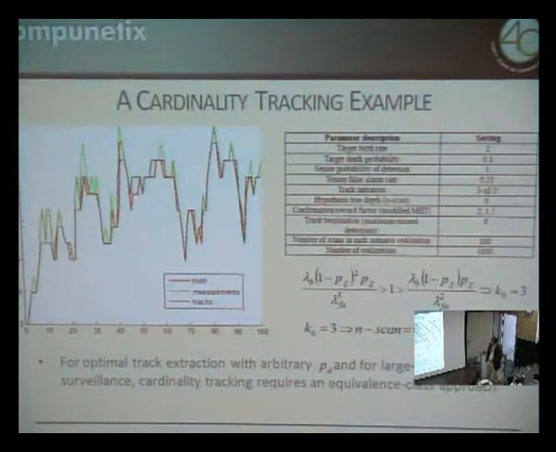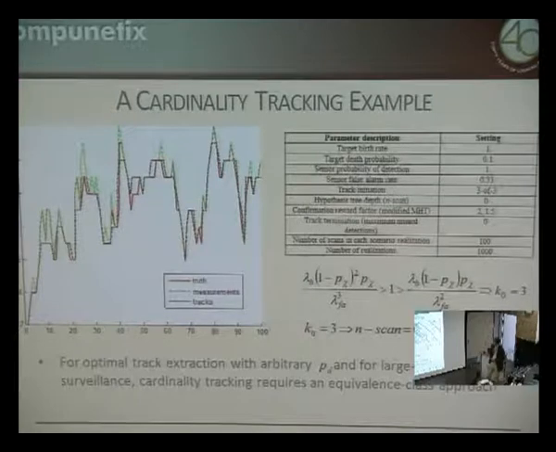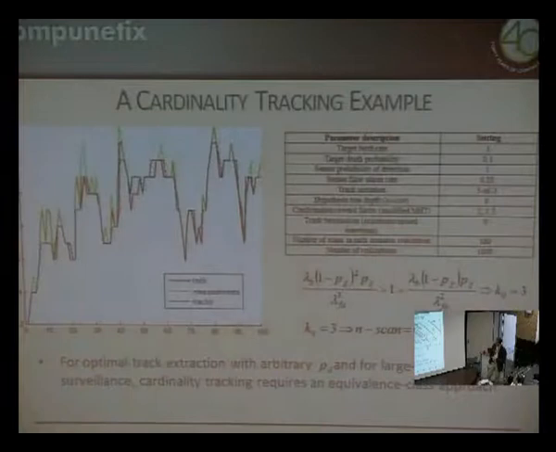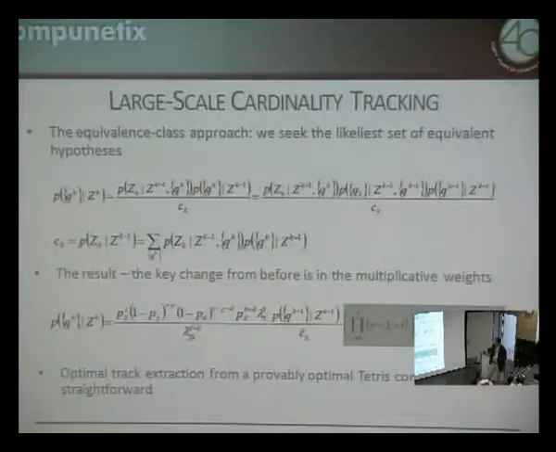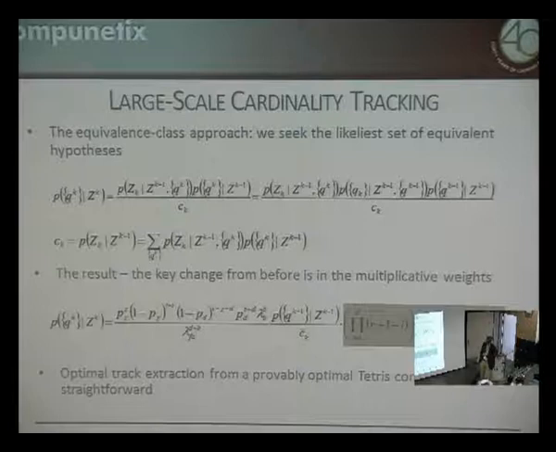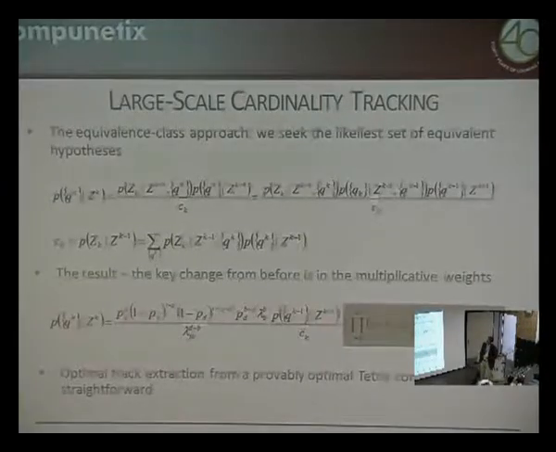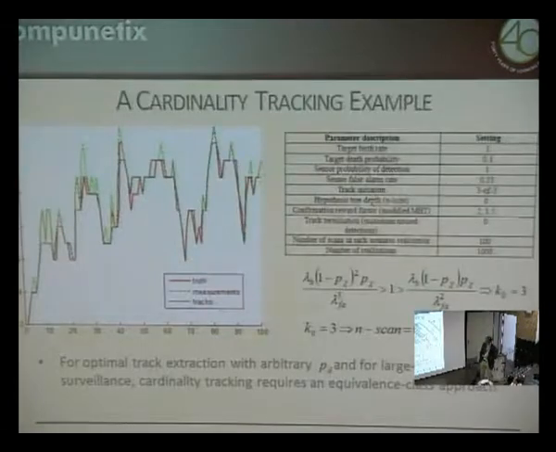Here's just an example of this, but the details don't matter, but I do want to say that one of the interesting things about this cardinality tracking problem is that measurements are extremely uninformative. And so, I wish I could go back a couple slides, but well, let me do this. It really changes the way you give a talk when you have these little delays.